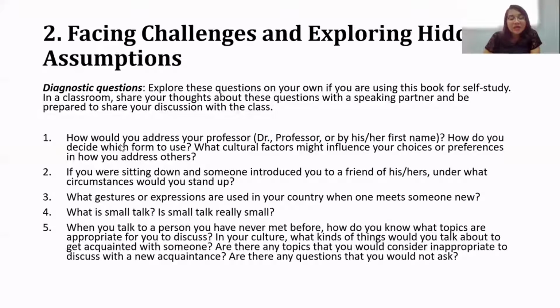And the last one is, when you talk to a person you have never met before, how do you know what topics are appropriate for you to discuss? In your culture, what kinds of things would you talk about to get acquainted with someone? Are there any topics that you would consider inappropriate to discuss with a new acquaintance? And are there any questions that you would not ask?